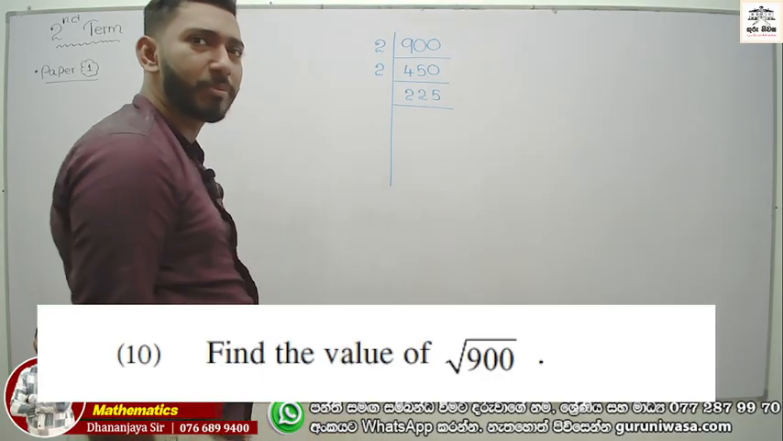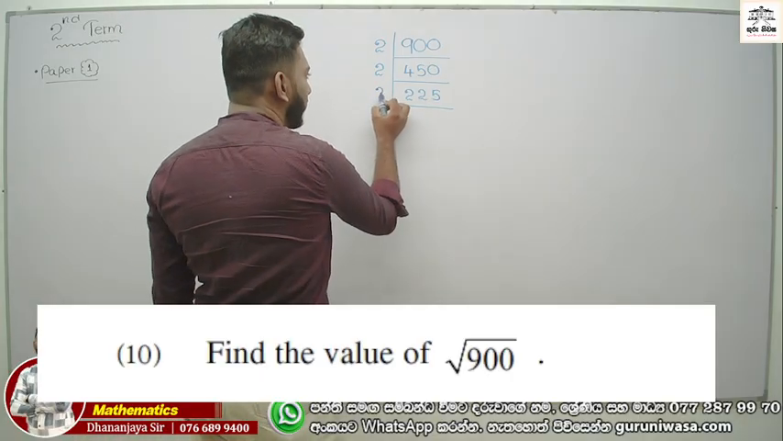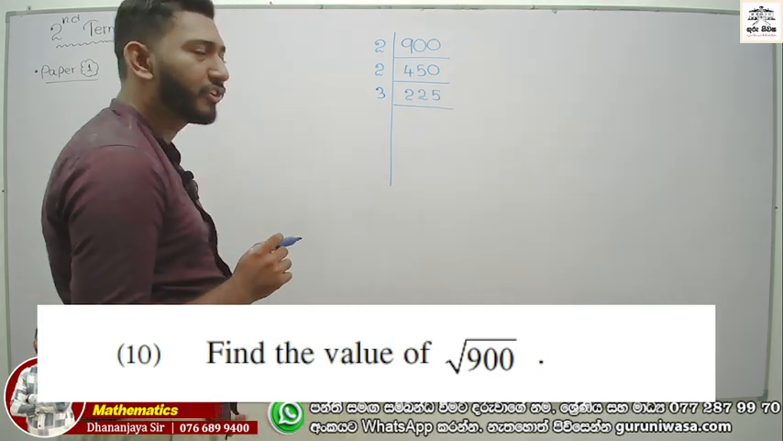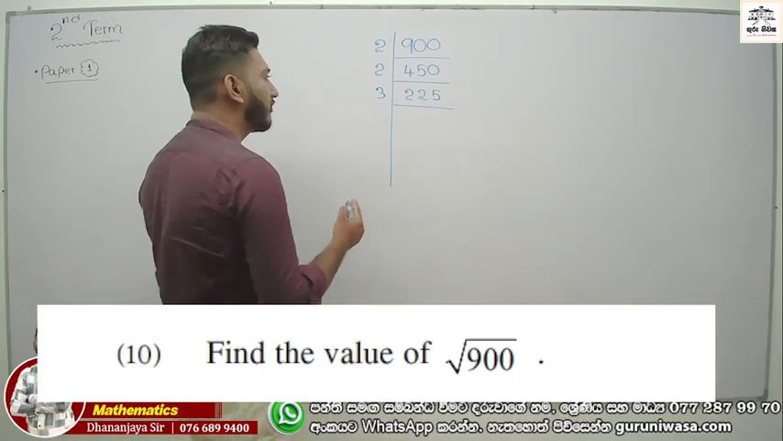Now I go to the next prime number, 3. Yes, we can divide by 3, because 2 and 5 is a 9. Digital root becomes 9. Therefore, by the divisibility test, it should be divisible by 3.